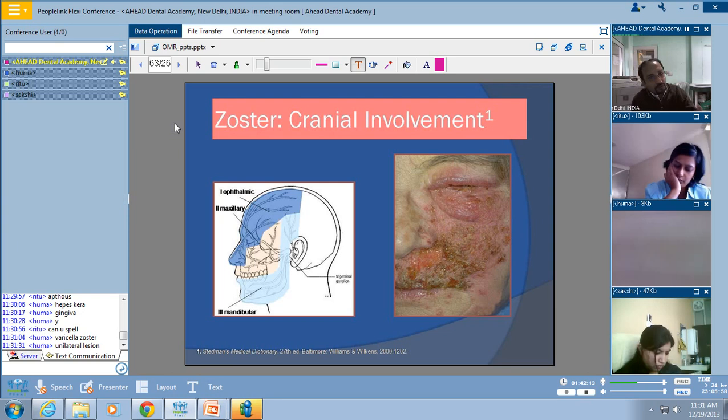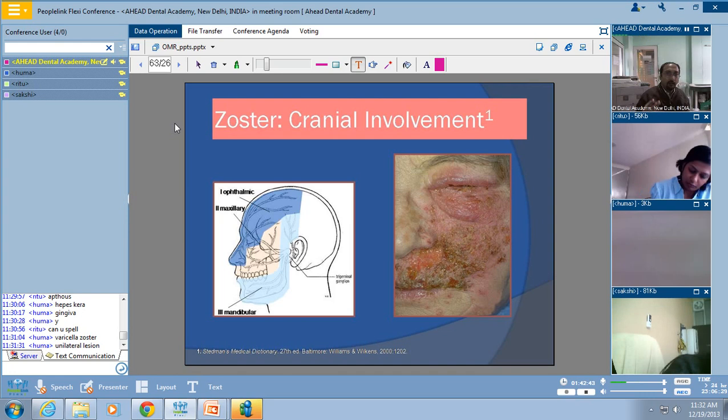Is it clear? And why do you think I have drawn this diagram of the divisions of the nerve? Because the lesion always falls along the path of the trigeminal nerve. When it falls along the path of the ophthalmic, it is called herpes ophthalmicus. When it occurs along the path of the maxillary nerve, it is called maxillary division involvement. When it occurs in the mandibular, we call it mandibular division. Of the three, maxillary, mandibular and ophthalmic, which is the commonest type involved?